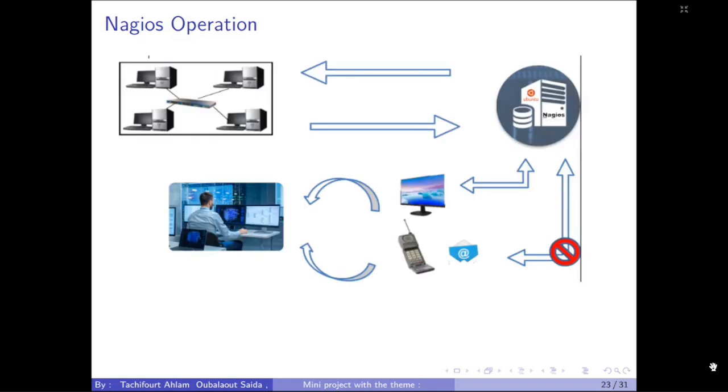Nagios operation. Nagios is an open source network monitoring system that can be used to monitor the availability of various network resources such as servers, switches, applications, and services. It uses plugins to collect data from monitored hosts and services and can send alerts when problems occur. Nagios works in four main stages: monitoring, data processing, sending alerts, managing alerts.